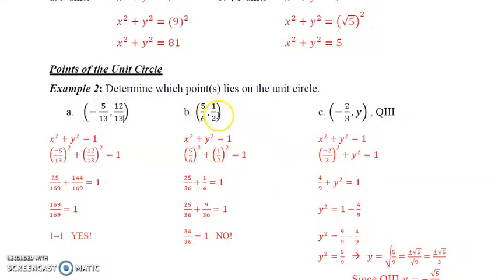5/6 and 1/2. Check that. We get 5 squared is 25, 6 squared is 36, 1 squared is 1, 2 squared is 4, common denominator is 34. It's close, but no, it does not.